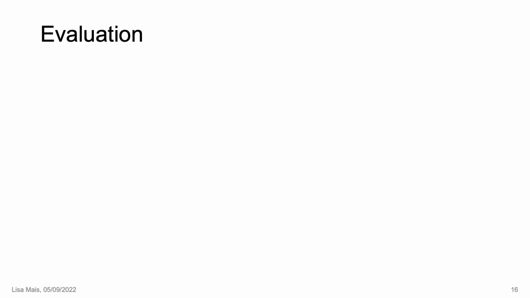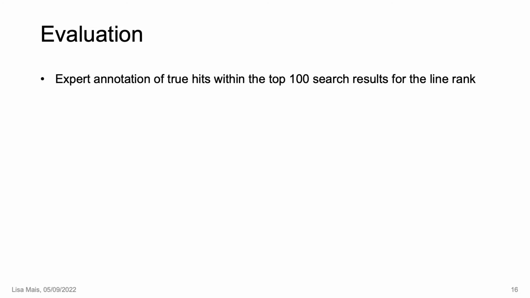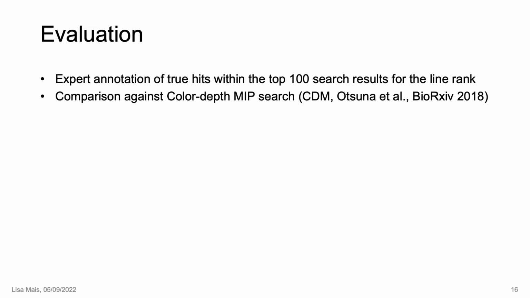Then I'm coming to the evaluation. Here the problem is that we can only evaluate already known matches or depend on an expert to determine if a match looks promising or not. In the following figure, Alyosha Neuron annotated true hits within the top 100 search results for 10 different cell types. And in more detail, he assessed the line rank, which is the best matching MCFO sample per line. He did this analysis for PatchPerPixMatch as well as for color depth map search, which is an alternative approach developed by Hideo Otsuna at Janelia.